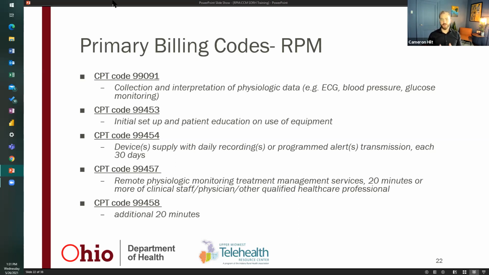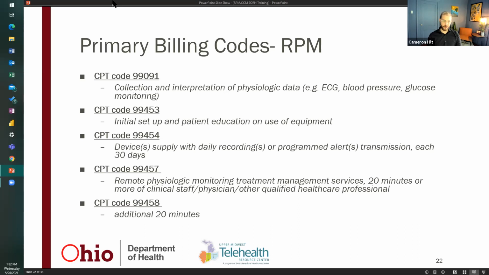And so you'll notice that some of these are some initial setup or the actual collection of data, whereas some are going to be focused on those particular time increments. So the 99457 and the 99458, which are billed in those 20-minute increments through the RPM service.